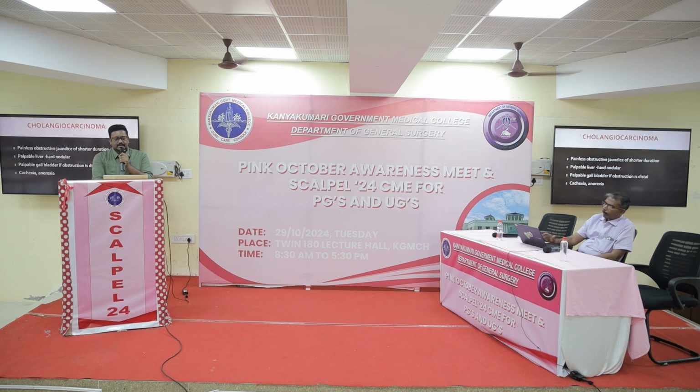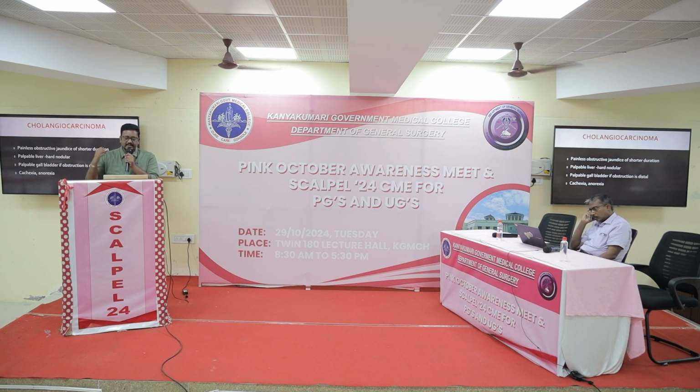We have one thing called cholangiocarcinoma, which is again a painless obstructive jaundice of shorter duration. The liver will be hard and palpable, and the gallbladder will be palpable if the obstruction is distal. If the obstruction is proximal, the gallbladder will not be palpable. Cachexia and anorexia will be a feature.